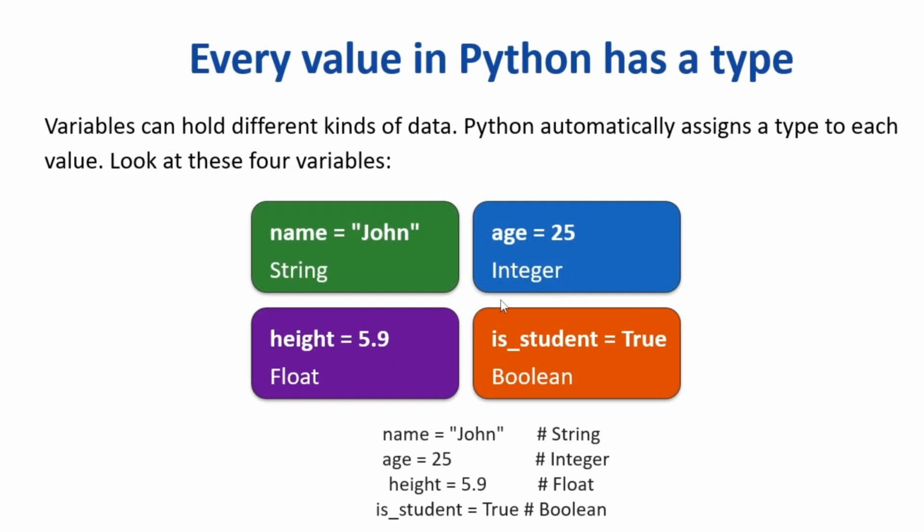Let's go. So variables can hold different kinds of data, as we saw in the last lecture. So welcome back again today. Python automatically assigns a type to each value. So look at the given four variables.